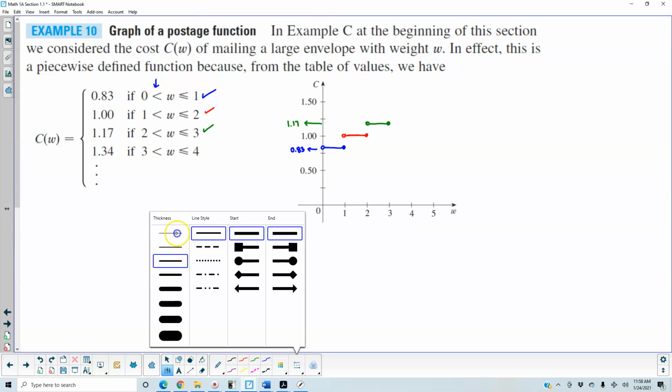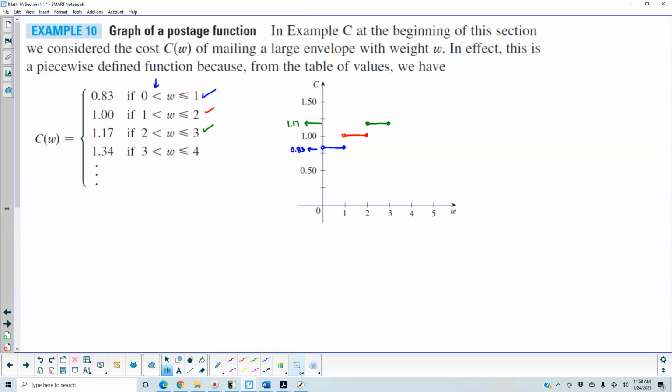And then we're going to look at our last one that we have here at $1.34. So now where is $1.34 located on our graph? It's approximately above the $1.17. And again, we can't include the 3, so we're going to have an open circle, and it's going to go all the way and close the circle at 4. And therefore, there is our graph.